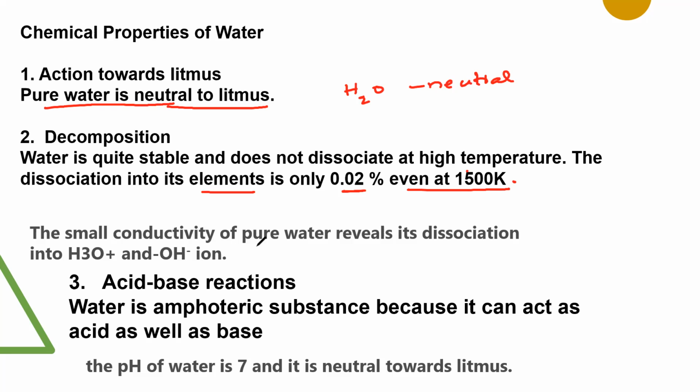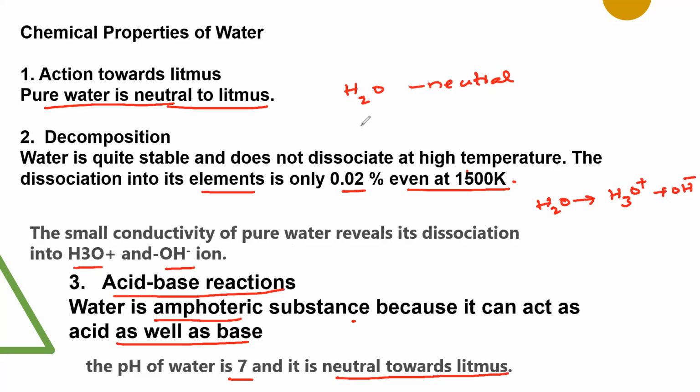The small conductivity of pure water reveals its dissociation into H3O plus and OH minus ions. So water dissociates to form H3O plus, that is the hydronium ion, plus OH minus ion. Next, acid-base reactions. Water is an amphoteric substance because it can act as an acid as well as a base. The pH of water is 7 and it is neutral towards litmus.